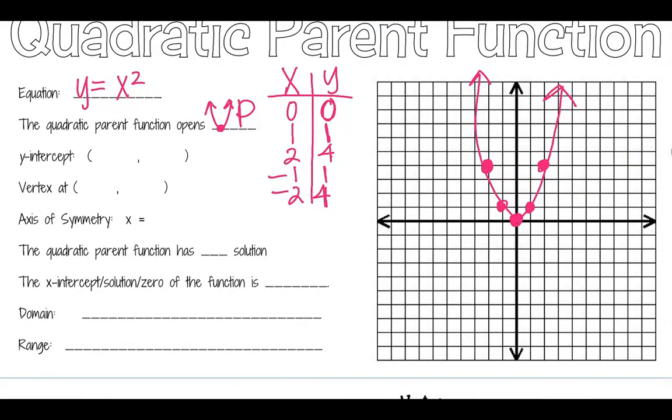So again, y-intercept is where it crosses the y-axis. So it's crossing y and x right there at the origin. So my y-intercept is 0, 0. My vertex, remember either the lowest point or the highest point, that would be where it is at the origin, so 0, 0. Axis of symmetry, that's going to go through the vertex. It's that purple line, so our axis of symmetry is x equals 0.